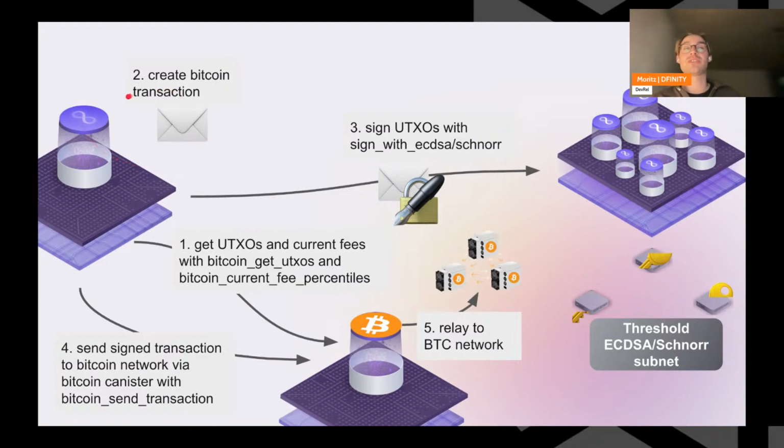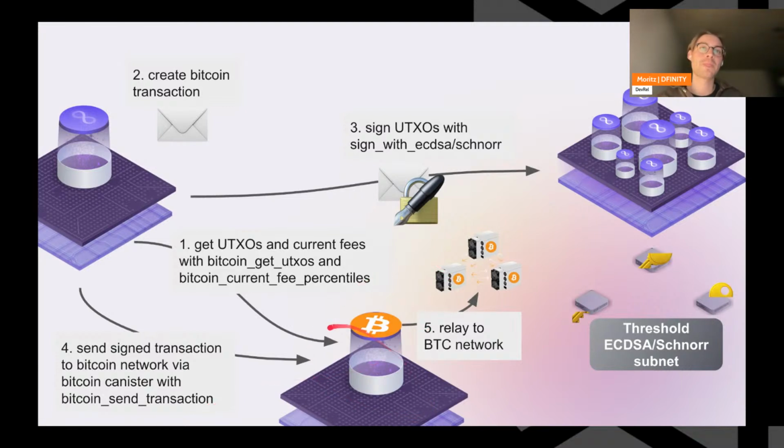But creating the transaction is, of course, not enough because we have to prove ownership of those UTXOs. So we have to create a signature. And here, of course, we call the sign with ECDSA or sign with Schnorr functions that we saw earlier. And then once we did that, we have a signed Bitcoin transaction. And we can then take this signed transaction and send it to the Bitcoin network via the Bitcoin send transaction function that we saw in the Bitcoin API.